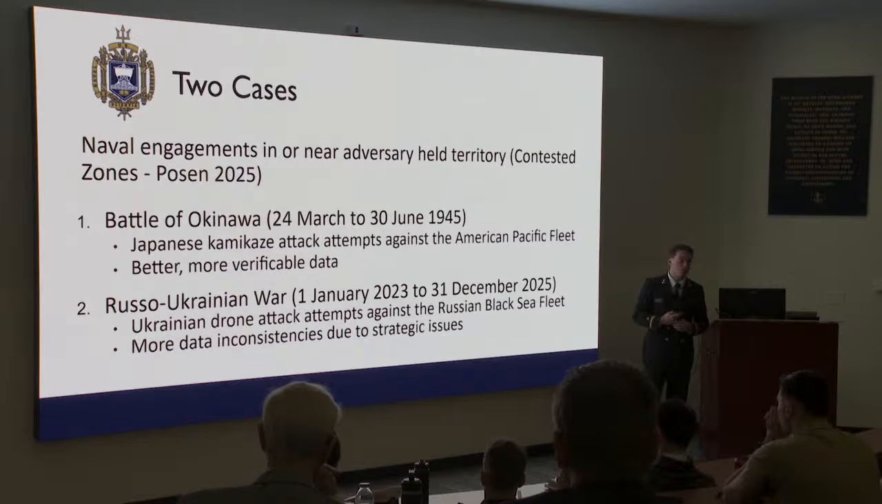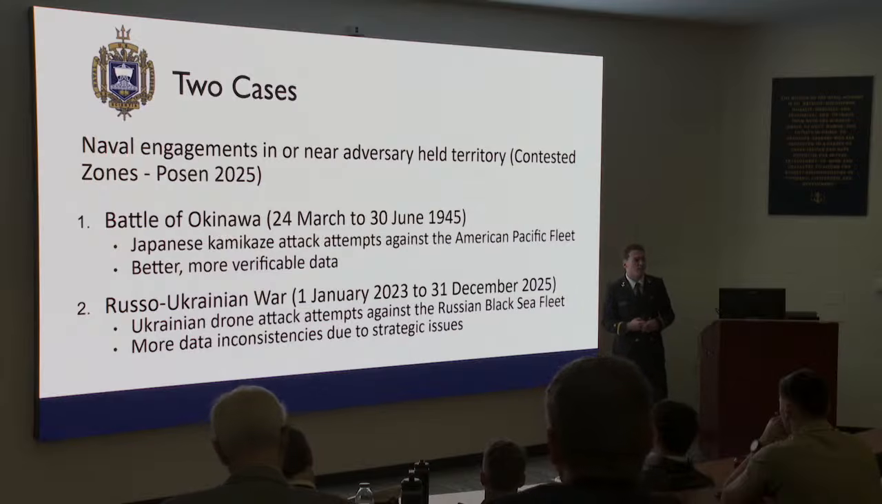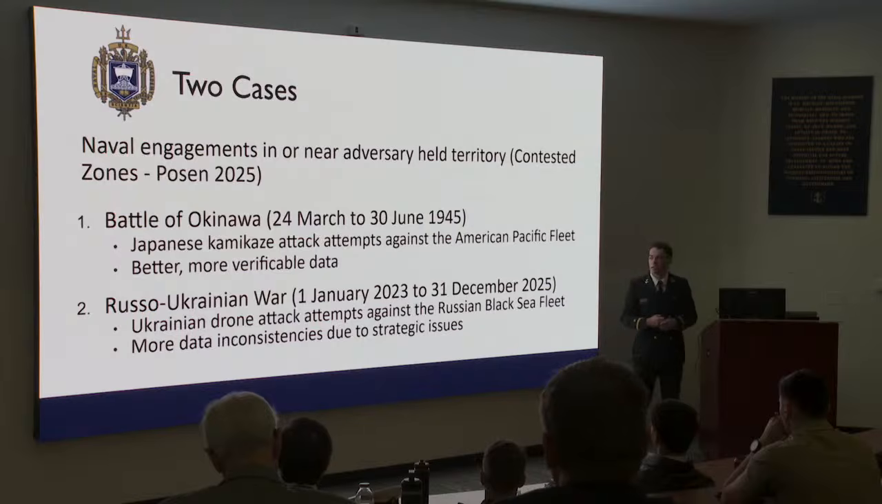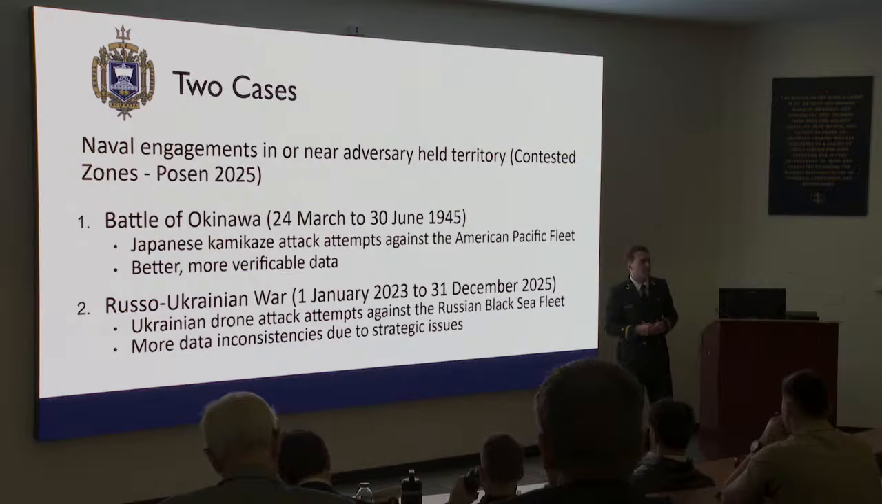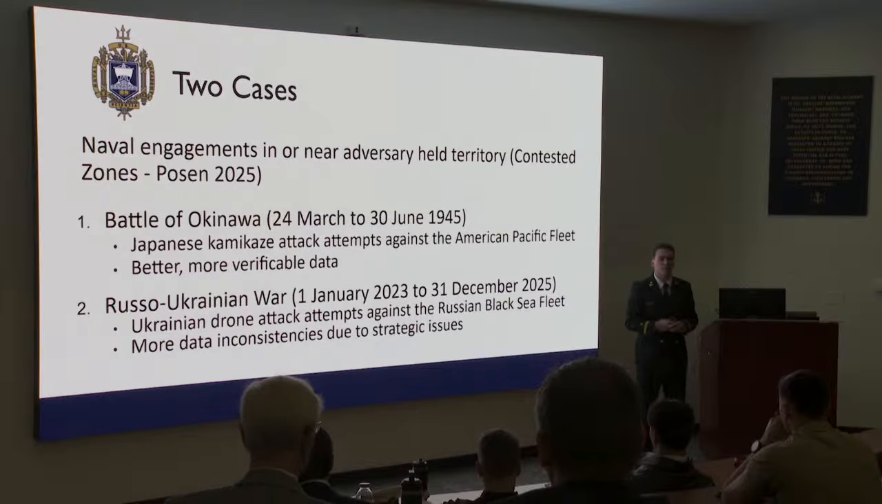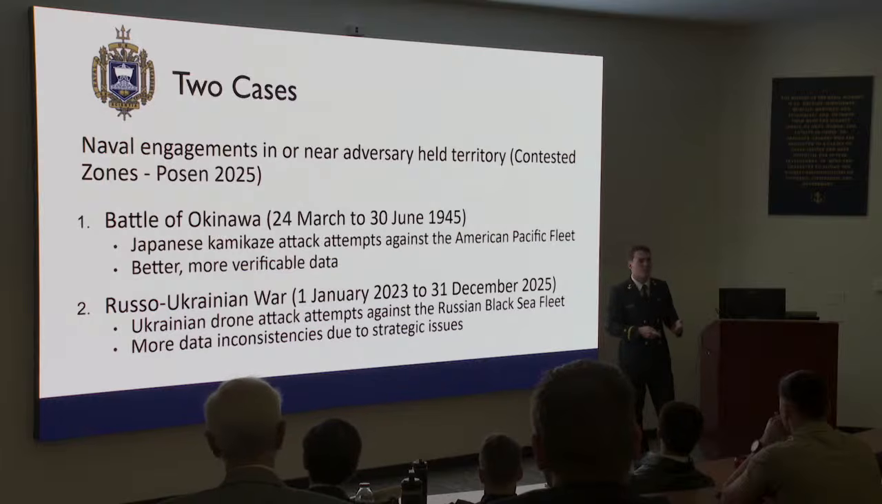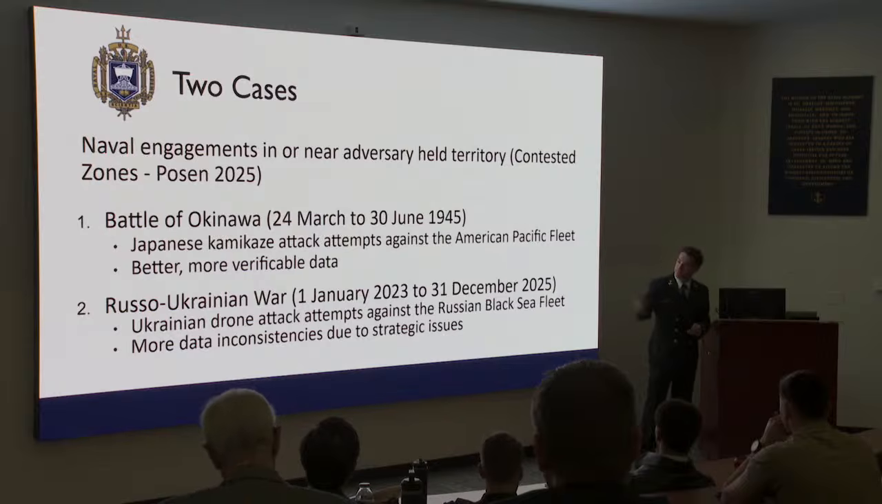My second case, the Russo-Ukrainian War, which I'm specifically looking at in the Black Sea and in the years of 2023, 2024, and 2025. This is Ukrainian drone attack attempts against the Russian Black Sea Fleet. With this case, there are more data inconsistencies and some data availability issues. This is mainly because it is a current, ongoing conflict, and if Russia or Ukraine were to release accurate and verifiable information about the conflict, this may create a strategic issue for them moving forward.